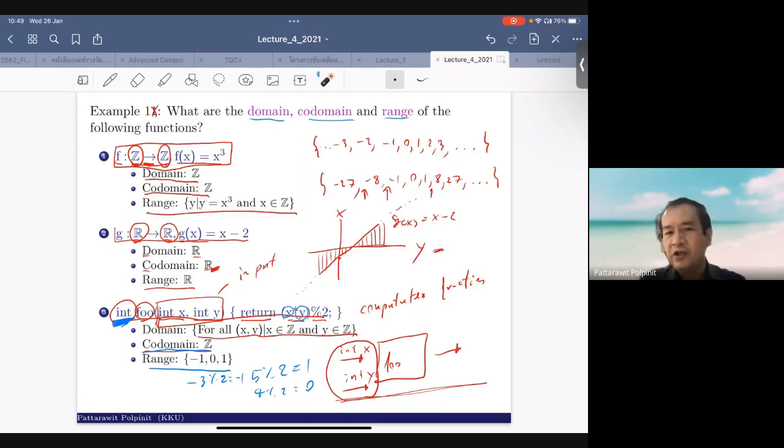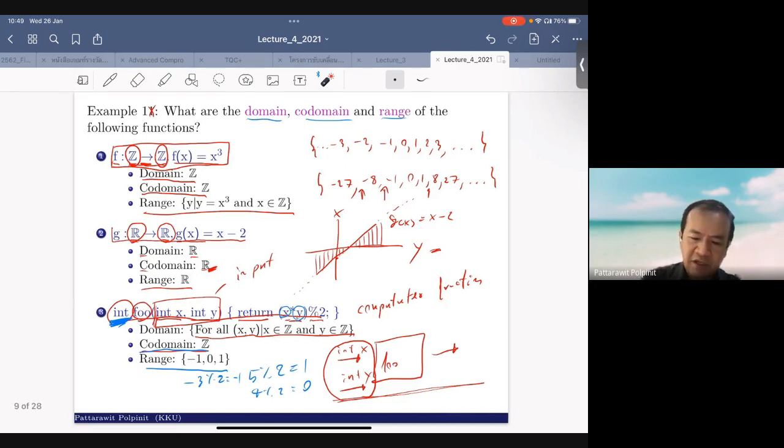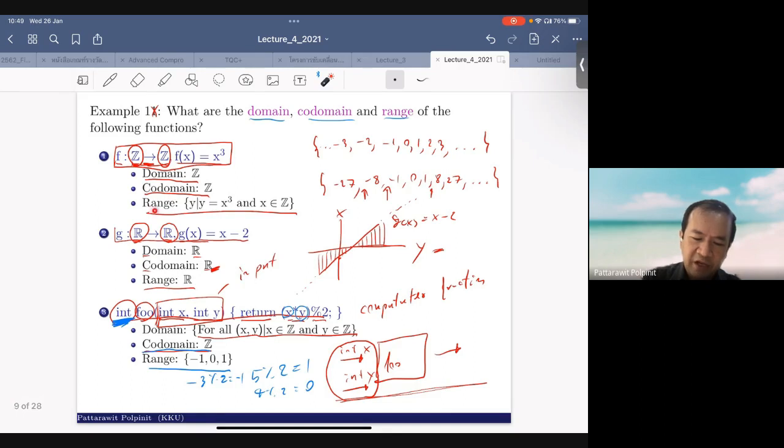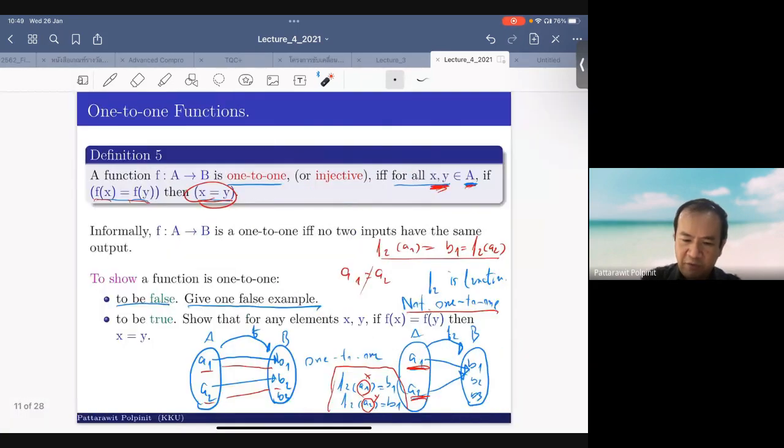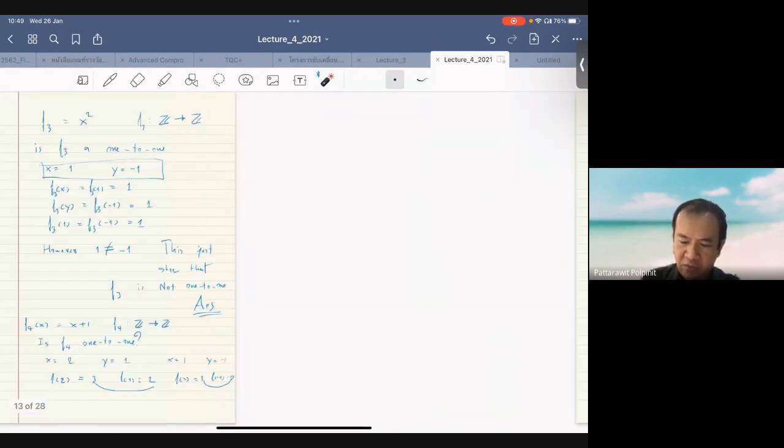But then the range is the actual set in the codomain that is actually used, or actually has a link from the members in the domain. So in this one, I'm saying that the range is the set of y such that y is equal to x to the power 3, where x is an integer, something like this. And so on, which I'm not going to repeat. I think we finished with one-to-one already.